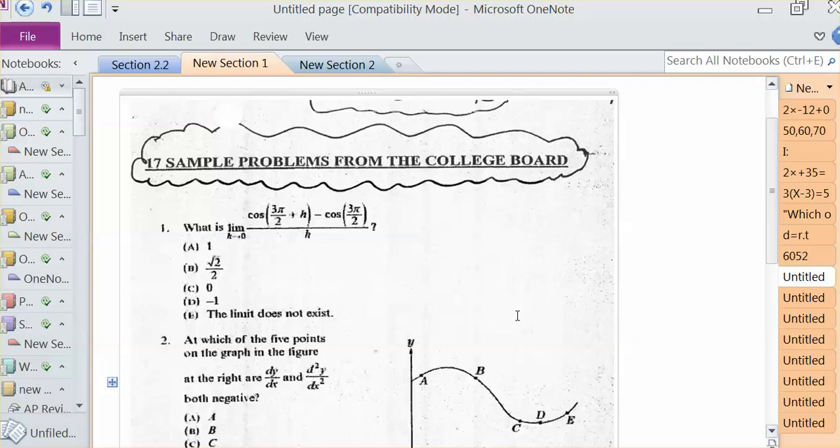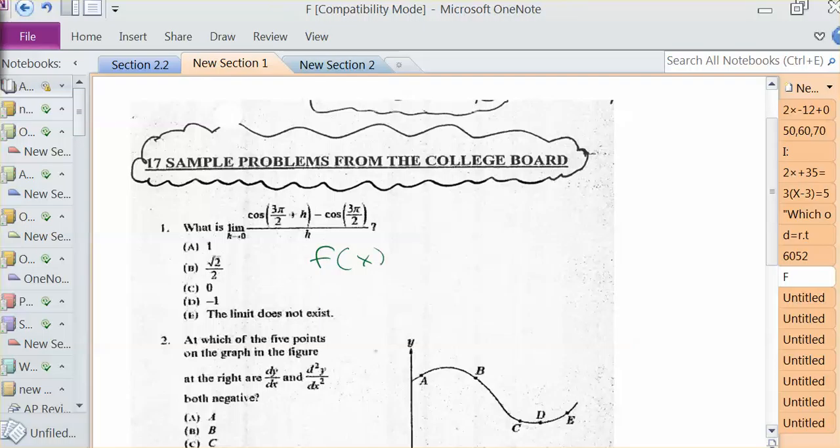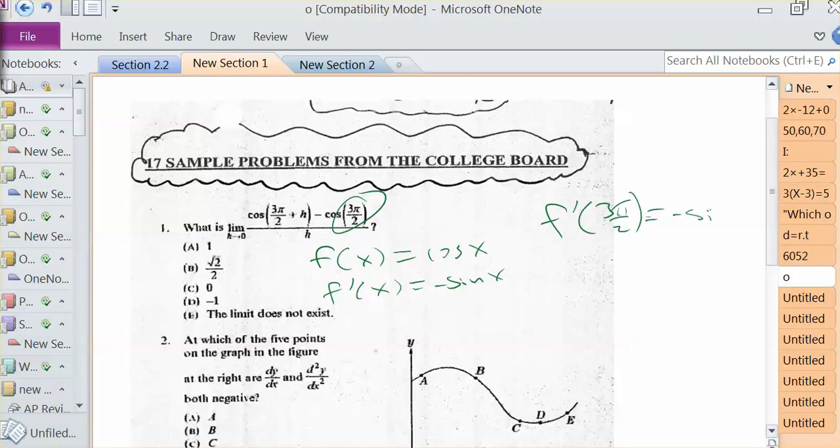So for number one, hopefully you recognize that's the limit definition of a derivative, where the original function is going to be cosine x. So of course, the derivative of cosine x, we would know is negative sine x. And since we have to evaluate this at 3 pi over 2, I'm doing f prime of 3 pi over 2, which is going to be negative sine 3 pi over 2.